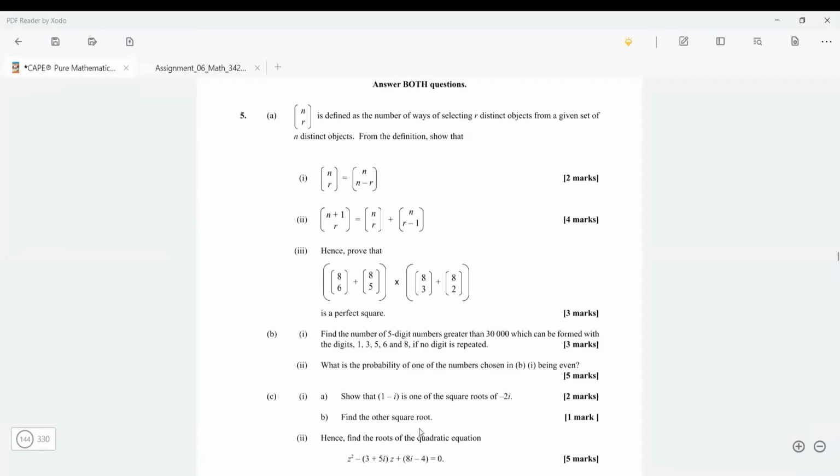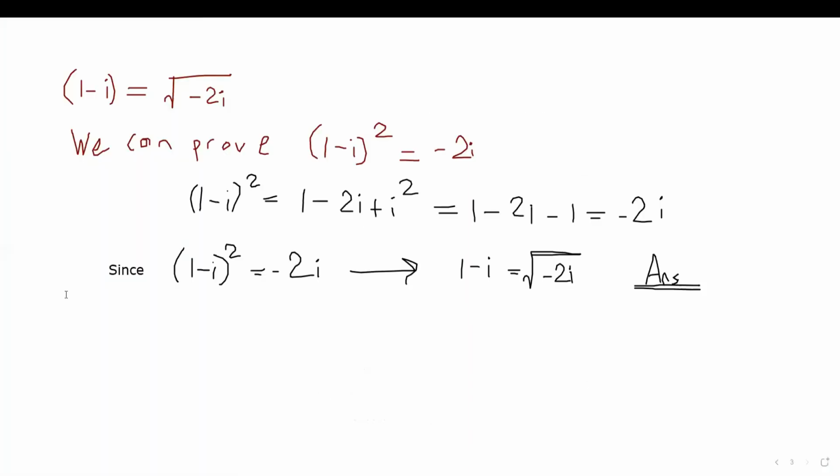It says find the other square root. Now remember, the square roots of a complex number occur in conjugate pairs. You might say, what do you mean by conjugate pairs?